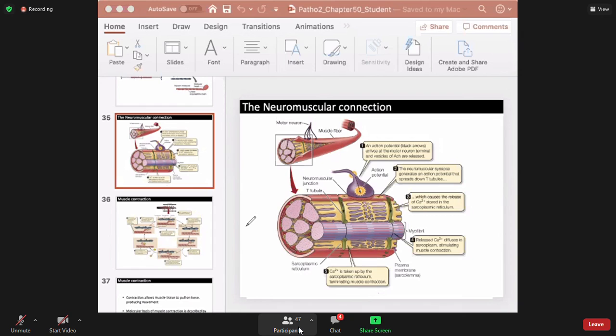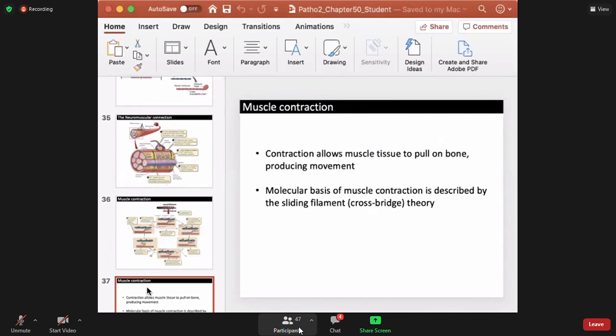So regardless of whatever disease we're looking at, the bottom line is this whole process from the neuromuscular junction to the sliding filament theory has to occur. If there's any disruption in any of the regulatory proteins that make up the sarcomere, any disruption in the action potential, or in the firing from the nerve to the muscle, then you're not going to have that mobility that you need. You're not going to have that contraction in order to pull on the bone and produce the movement.